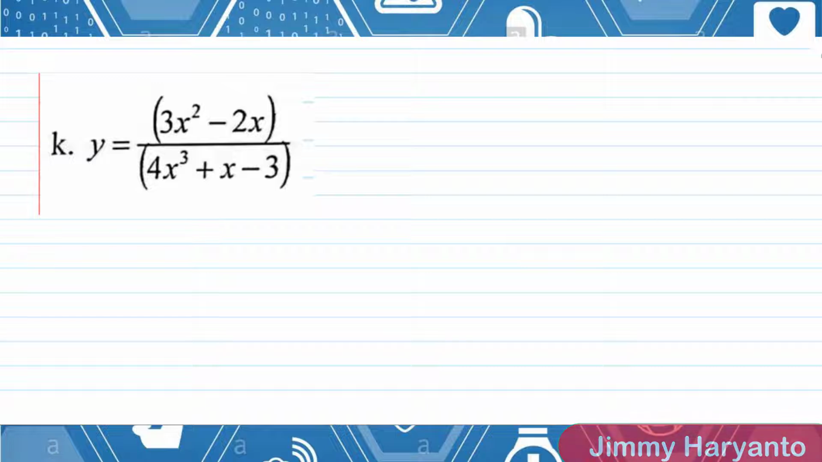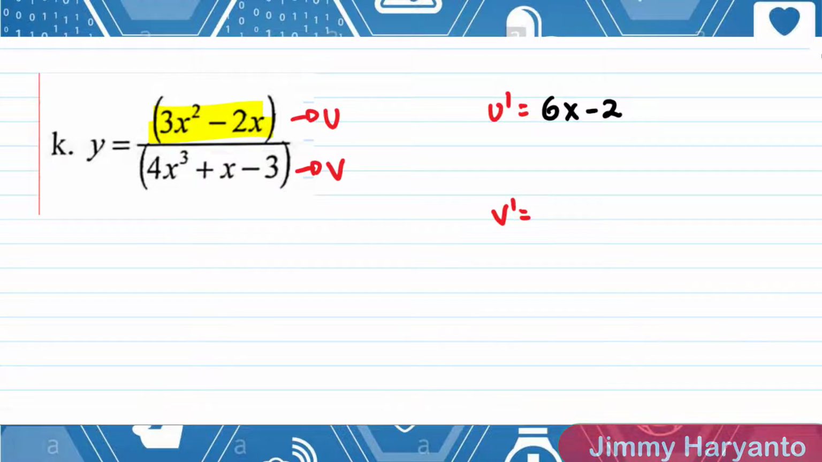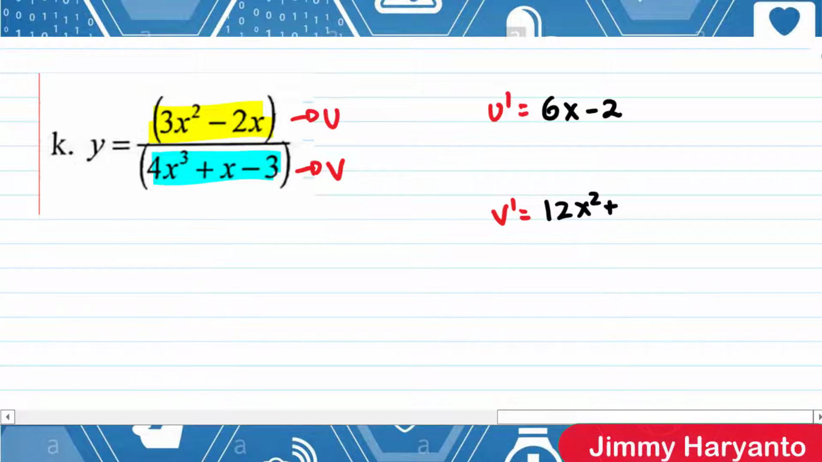And the next is 1k. For 1k, we already have u over v right here. That means we have to use the quotient rule. Okay, so before we begin, I want to prepare the u accent. For the u accent, it will be the differentiation of the yellow highlighted expression. It will be 6x minus 2, and the v accent is the differentiation of the blue one, it will be 12x squared plus 1 ya.